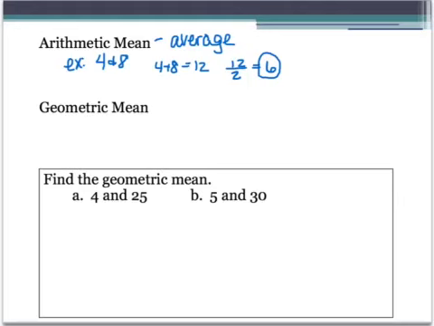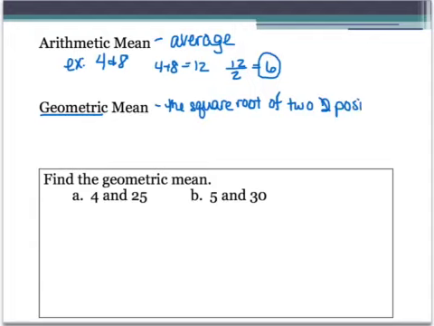But there's another average, and this is a geometric mean. And the geometric mean is the square root of 2 positive numbers. And that came about from this proportion.